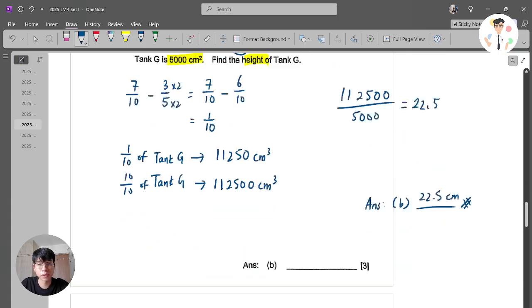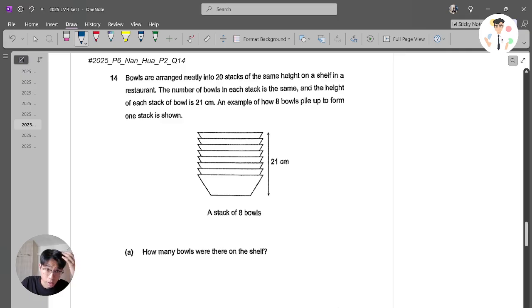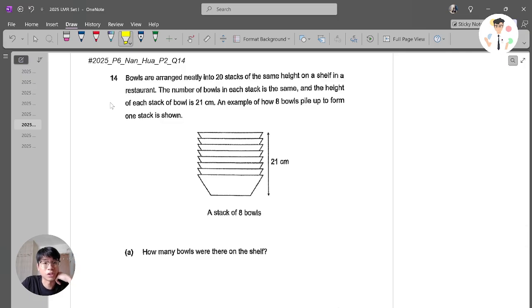Our next question will be from Nanhua paper 2, question 14. This question says that bowls are arranged neatly into 20 stacks of same height on the shelf in the restaurant. The number of bowls in each stack is the same, and the height of each stack of bowl is 21 cm. An example of how 8 bowls pile up to form one stack is shown.